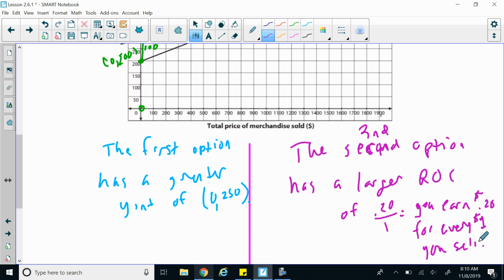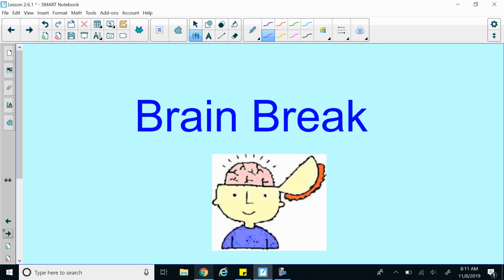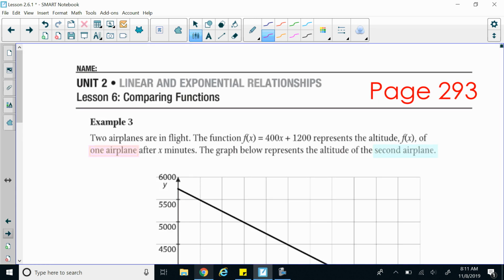We're learning and really just working on comparing to hopefully in our future make some smart decisions with money, investments, so that we choose the right fund to put our money in. All right, this is what we're going to do. We're going to do one more problem, and it's not on page 293. It's just example 3. This is going to be our last one before we do our homework.